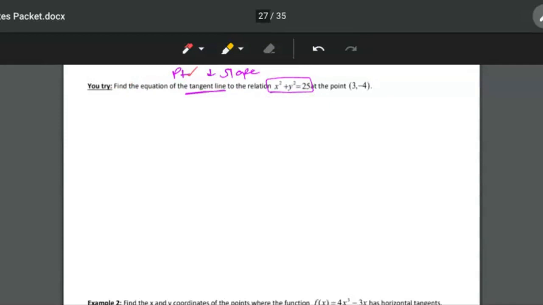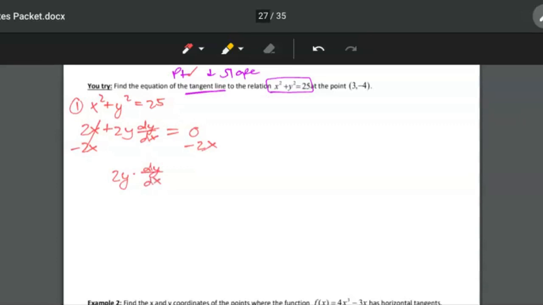Step 1 is finding the derivative. If we take our function x squared plus y squared equals 25, we get 2x plus 2y times dy dx equals 0. To get dy dx by itself, subtract the 2x to the other side: 2y dy dx equals -2x. Then divide both sides by 2y, and we get dy dx equals, the 2's cancel, -x over y. That is your derivative.